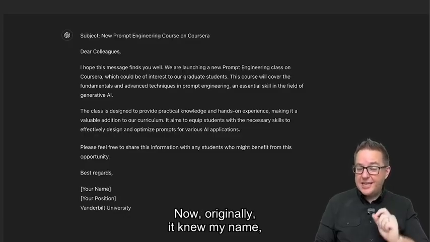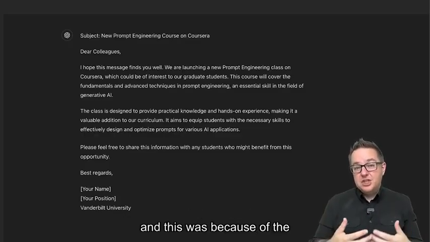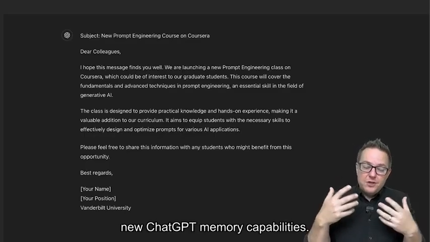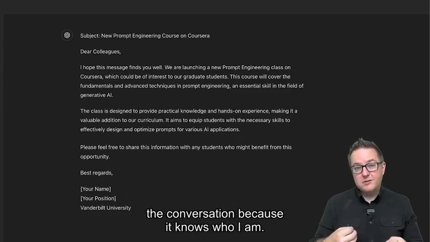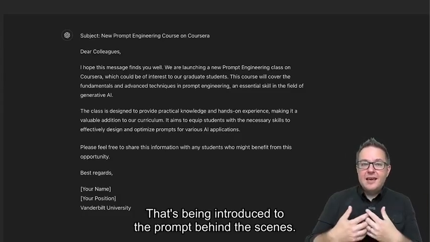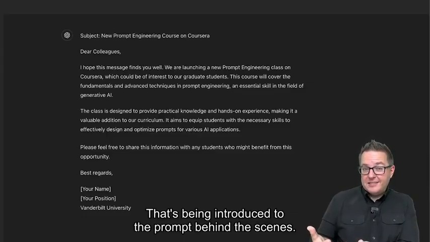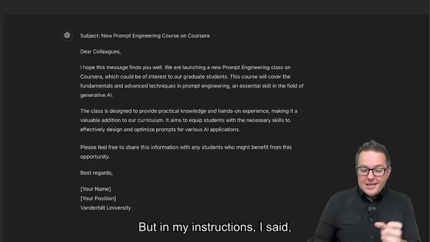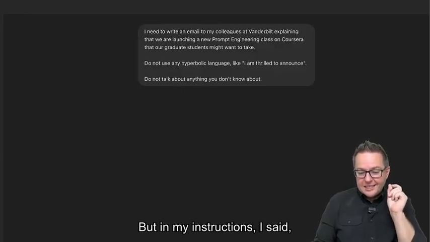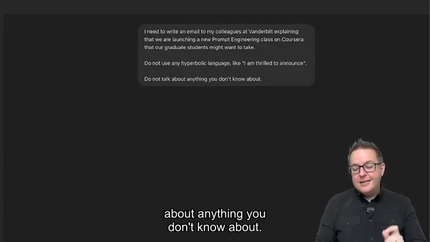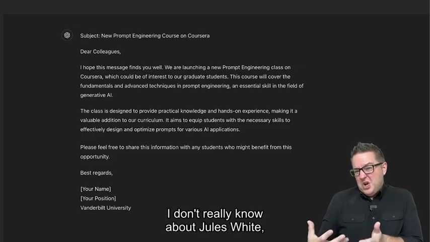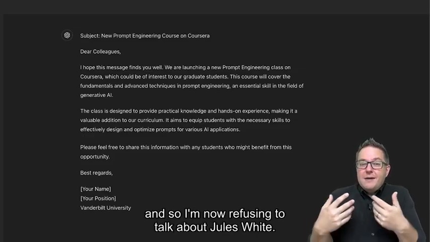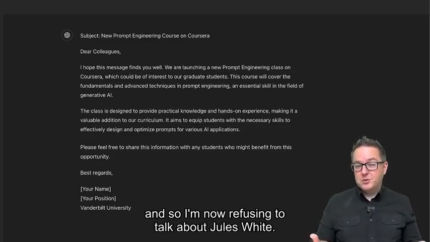Now, originally it knew my name, and this was because of the new ChatGPT memory capabilities. It knows my name, and it can also introduce that in the conversation because it knows who I am, and that's being introduced to the prompt behind the scenes. But in my instructions, I said specifically, do not talk about anything you don't know about. And I think one of the side effects of that instruction is it's like, I don't really know about Jules White, and so I'm now refusing to talk about Jules White.